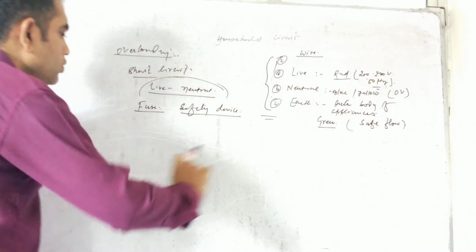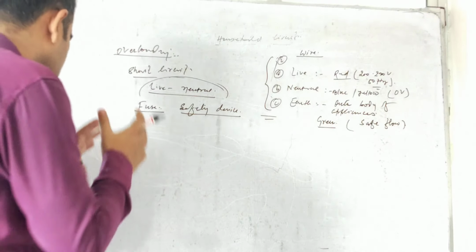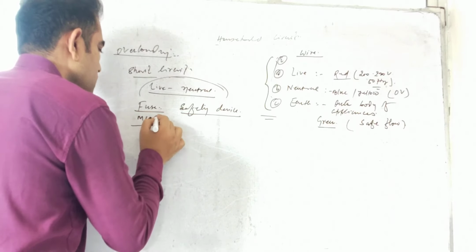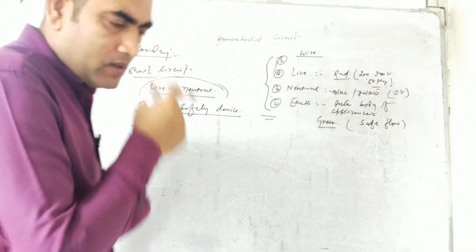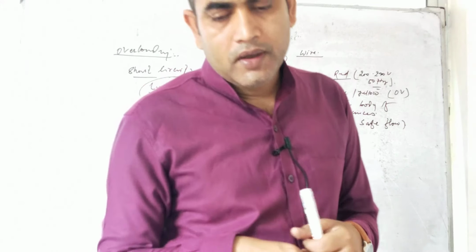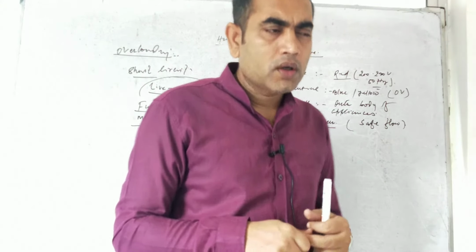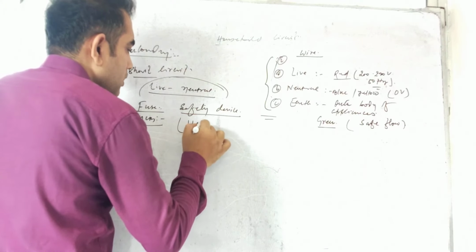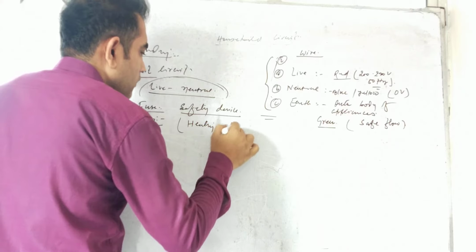So we have two safety devices: one is the fuse and the other is the MCB. Both the fuse and the MCB are safety devices, and both work on the heating effect of electric current.